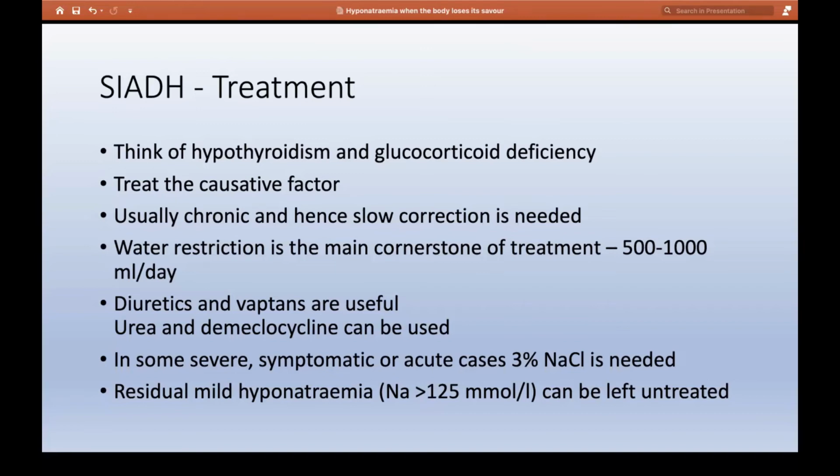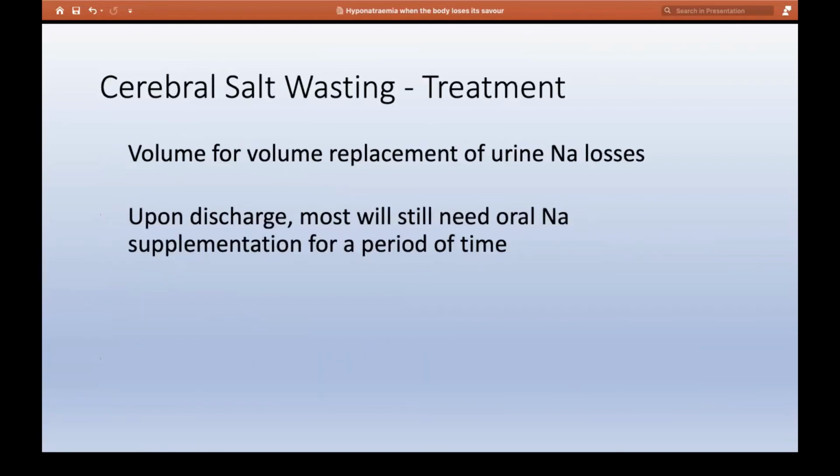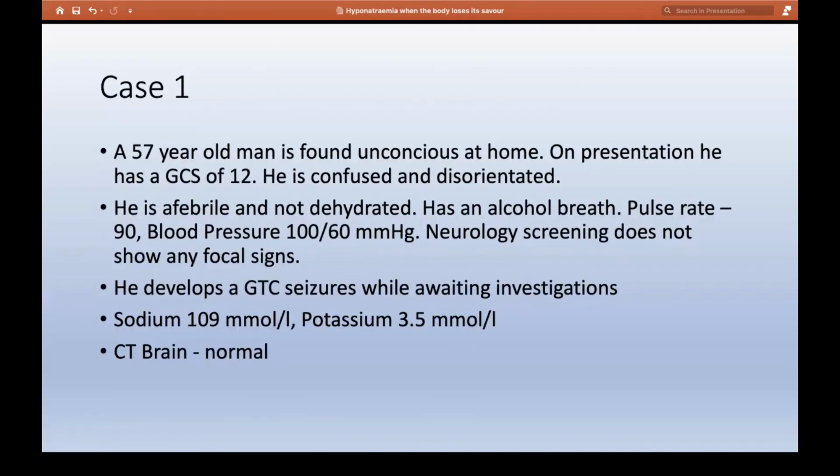If there are acute severe symptoms, then 3% saline can be used. In cerebral salt wasting, you need to correct the volume with replacement of the urine sodium loss. But they will need a long-term oral salt supplement because their salt is being wasted. So a few cases and then we'll wind up.